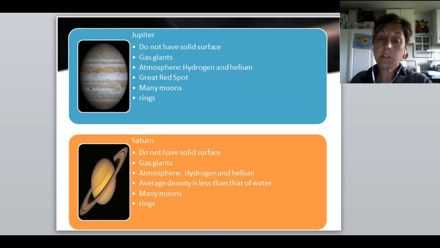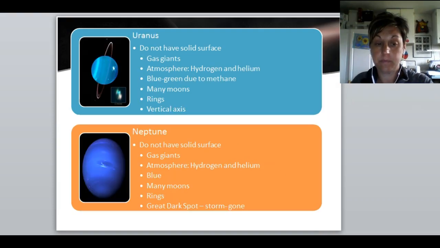Saturn is also considered one of the gas giants. It does not have a solid surface. Its atmosphere is made up of hydrogen and helium. The average density is less than water. It has many moons, and it has those rings that are visible. Uranus, also considered one of the gas giants.